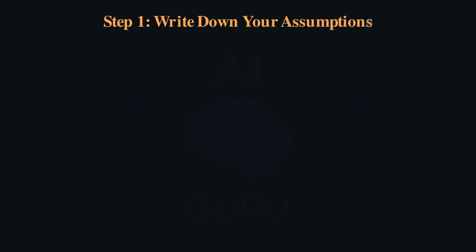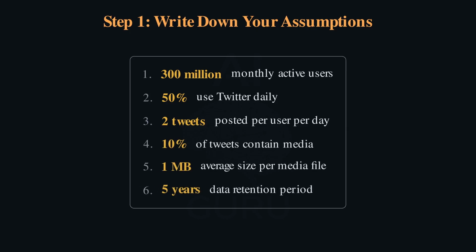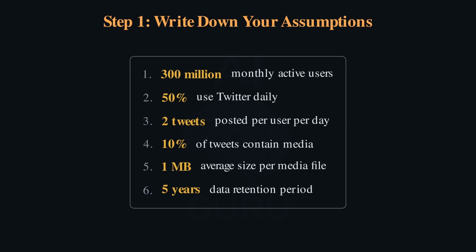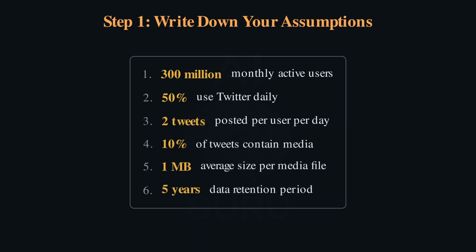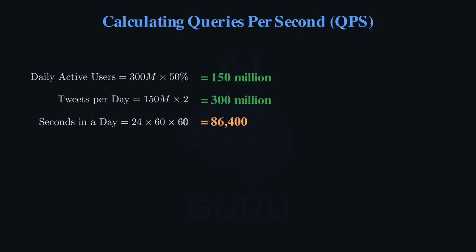You begin with assumptions. You can't calculate anything without variables. So, assumption 1, 300 million monthly active users. 2, 50% of them use Twitter daily. 3, users post, on average, 2 tweets per day. 4, 10% of tweets contain media. And 5, we store all this data for 5 years. Okay, that is our universe. Let's tackle QPS first. How many tweets are hitting the system every second?